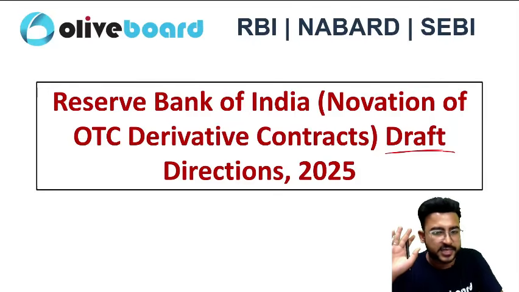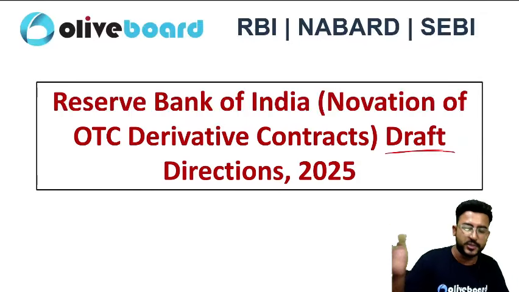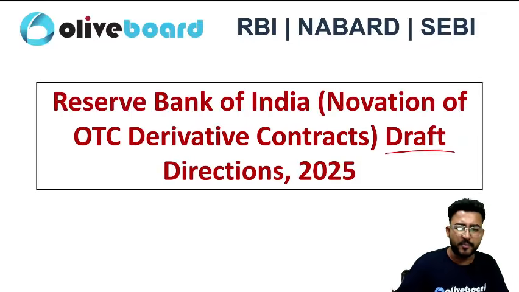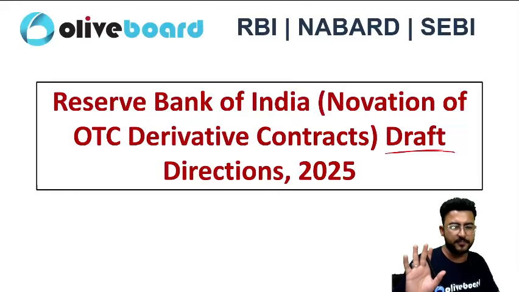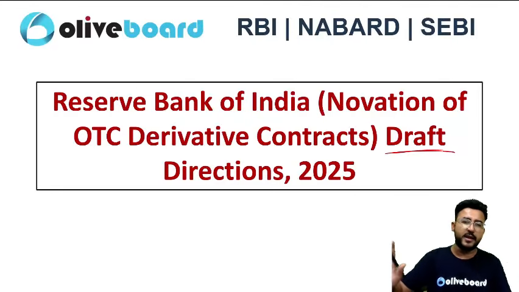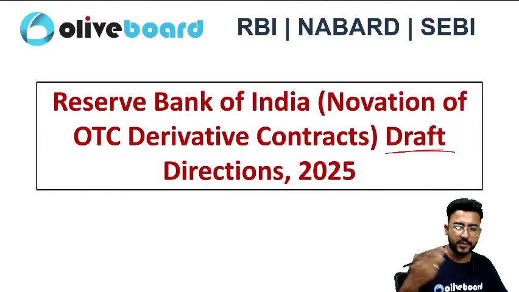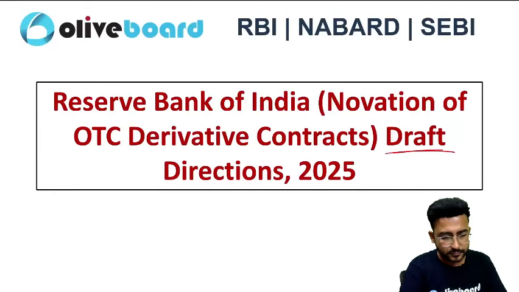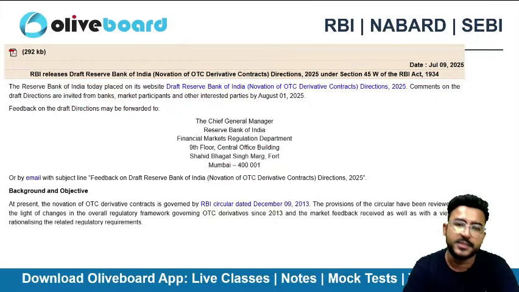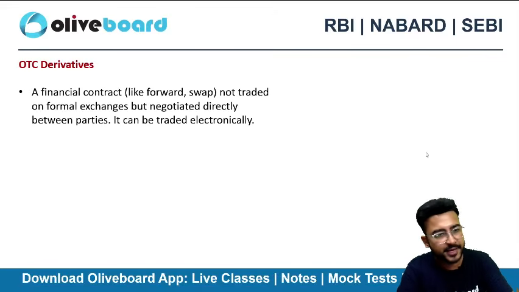Plus it's an interesting direction as well because it relates to a chapter on derivatives. So it can be more important for your phase 2 purpose basically, right? Still, we are just covering it in a very crisp manner in case questions come in phase 1 so that you are able to at least counter it, right? This is a draft direction, but considering the importance of this particular circular, I'm covering it.